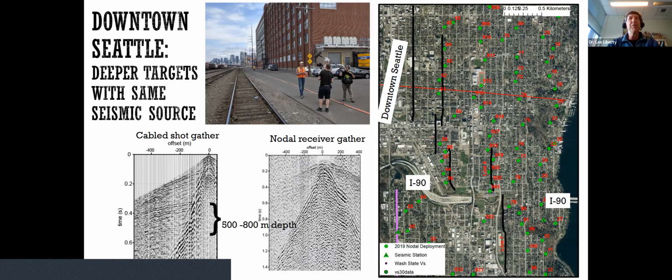So we are able to see reflectivity. Remember, the scales are slightly different here, so this reflector at 0.4 of a second is actually up here. So we were looking down over a second to see how much energy we could actually see out of that weight drop with the nodes.